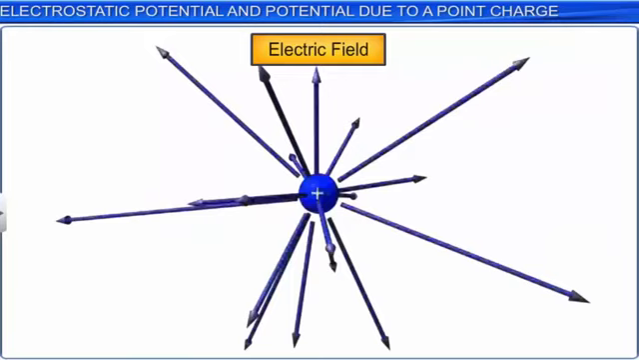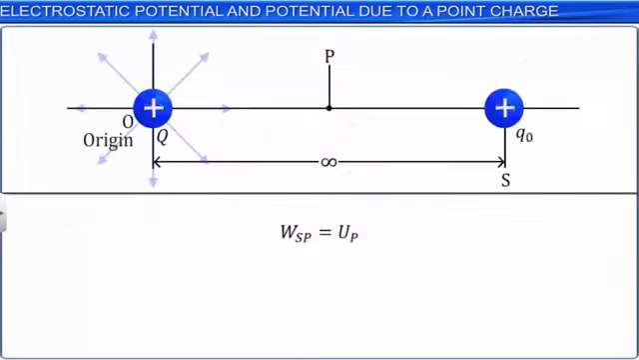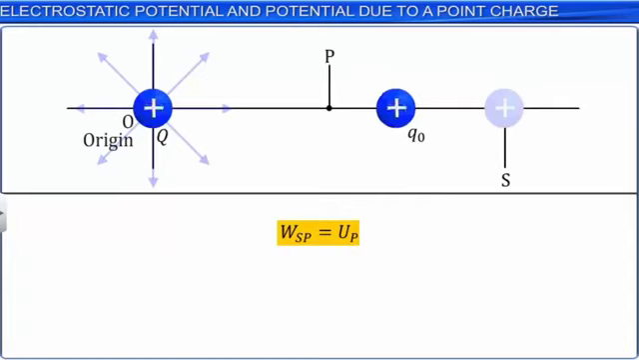We know that the work done by an external force to bring a charge q0 from infinity to a point in the electric field of any charge distribution is equal to the electrostatic potential energy of the charge q0 at that point. That is, the work done to bring the charge q0 from point S at infinity to P is equal to the potential energy of q0 at point P.